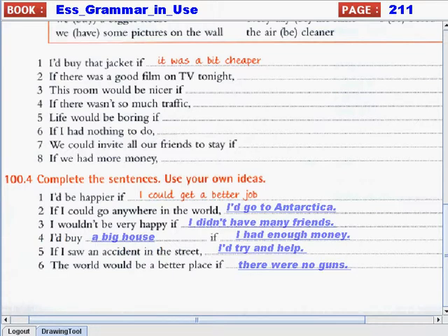Now, let's take a look at my example answers. I have here number 2. If I could go anywhere in the world, I'd go to Antarctica. 3. I wouldn't be very happy if I didn't have many friends. 4. I'd buy a big house if I had enough money. 5. If I saw an accident in the street, I'd try and help. And number 6. The world would be a better place if there were no guns. How about those examples? I hope you got the idea.